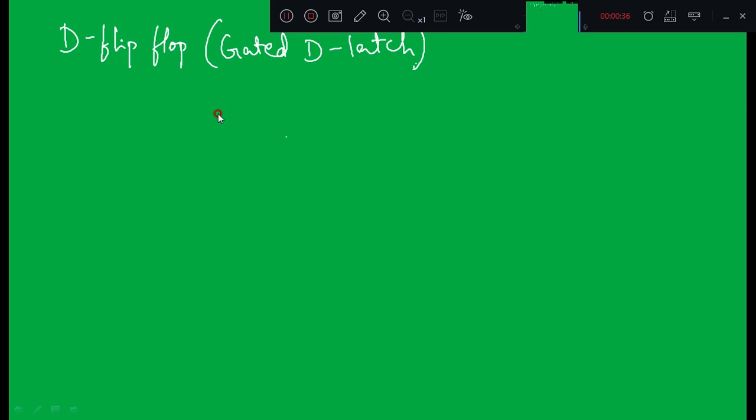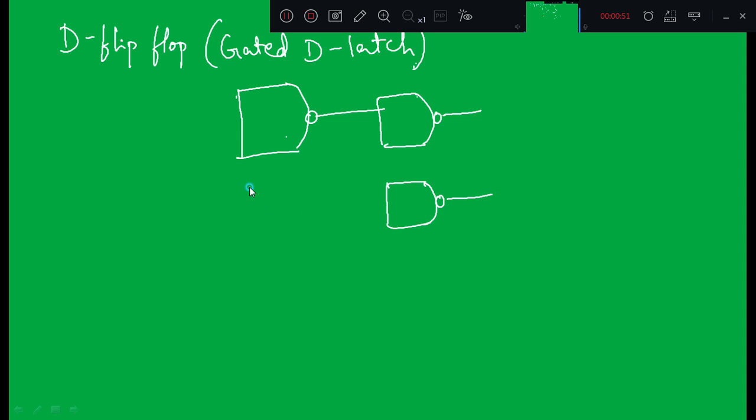It is very simple. It is the same as SR, where we used 4 NAND gates. But in the gated D latch I have only one input, that is D. So what happens here?